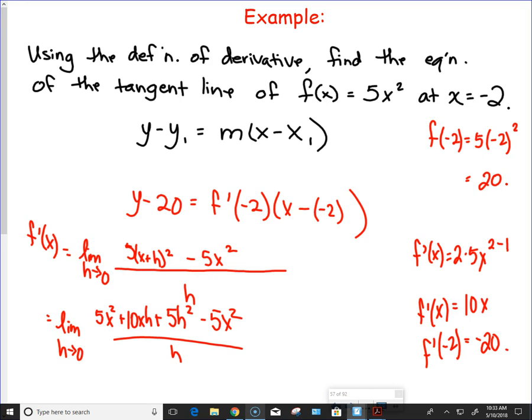Have you guys at least found your y1 yet? What's your x1? Negative 2. If you want, you can call it a. What's your y1? Why is it 20? Plug it in. Can't we find f of negative 2 by plugging in? So f of a says plug him in, negative 2 squared is 4, and 4 times 5 is 20. But what are we missing after we have the x1 and the y1? We still need the m. And how do we find the m? With something that we call calculus.